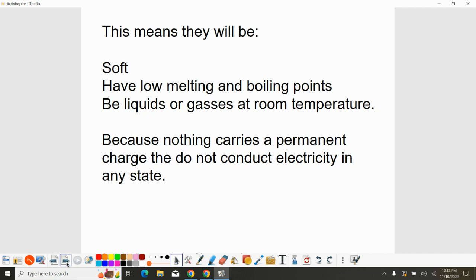Your ionic substances tend to be hard, have high melting and boiling points. They're solids at room temperature. They'll conduct electricity when dissolved. Again, that's because of their strong forces of attraction.